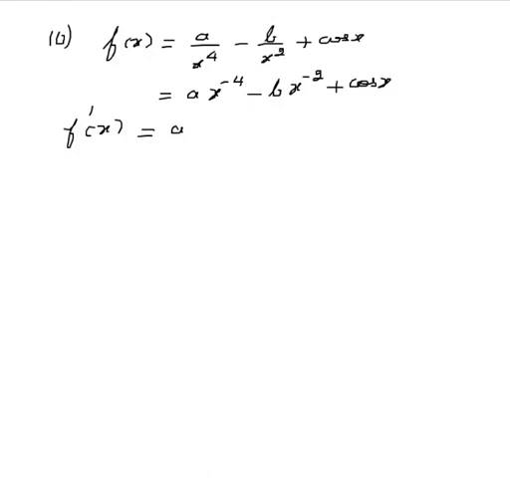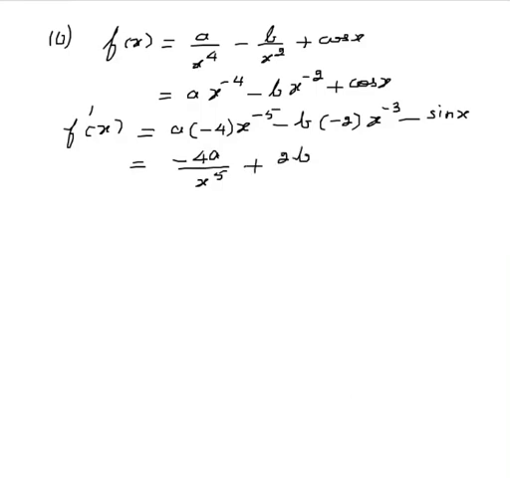a into, using the n into x power n minus 1 formula, minus 4 x raised to minus 4 minus 1, which is minus 5, minus b times, again the same formula, n into x raised to n minus 1. Minus 2 minus 1 gives us minus 3. And the derivative of cos x with respect to x is minus sin x. Therefore, the answer is minus 4a divided by x raised to 5. Minus into minus is plus 2b divided by x raised to 3 minus sin x.